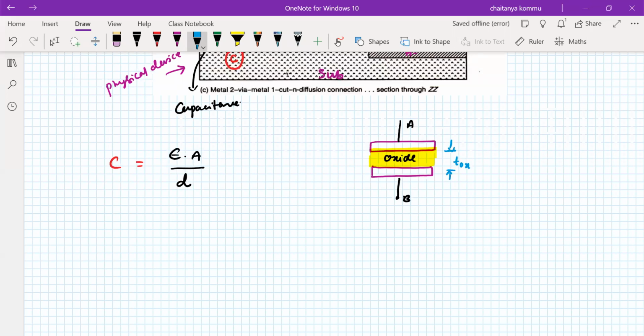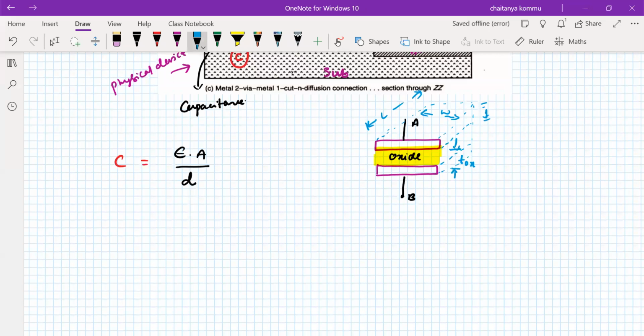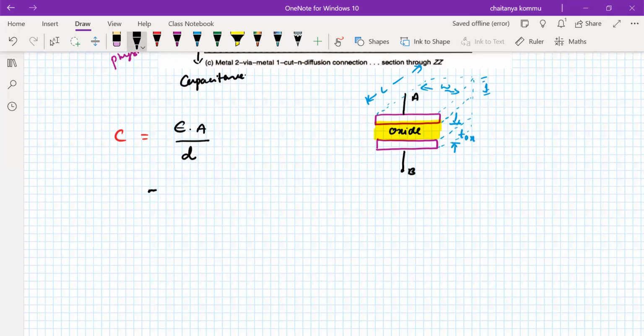What is the area here? The area of the capacitance comes from the length and width. If you take the three-dimensional view, something like this, we can calculate the dimensions of all these things. It has some length, some width, and a thickness. According to that, we can calculate the area also. Specifically, epsilon is epsilon naught times epsilon insulator, whatever the dioxide material that we use, that is called the insulator, times A divided by D, as everybody knows.